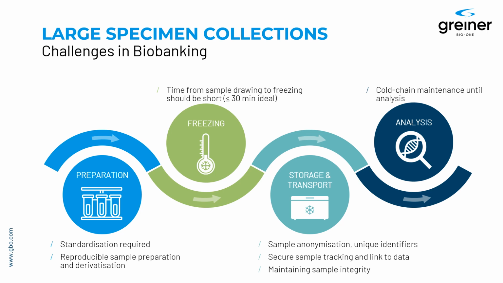During storage and transport, there's often the need to anonymize samples. There must be unique identifiers on the samples, which allow for secure sample tracking and a secure link to all the sample-related data in a sample management software. And also the requirement for maintaining sample integrity is very high here. Until analysis, the cold chain should be maintained from freezing to analysis in order to allow for good results after such a cryopreservation task.